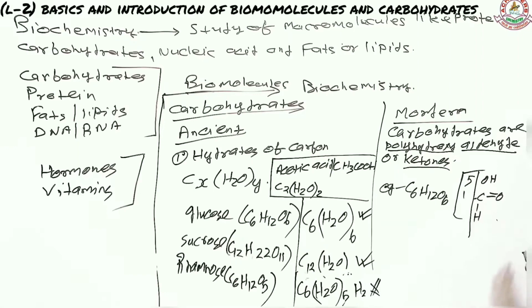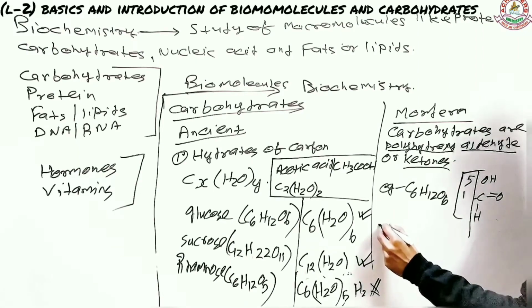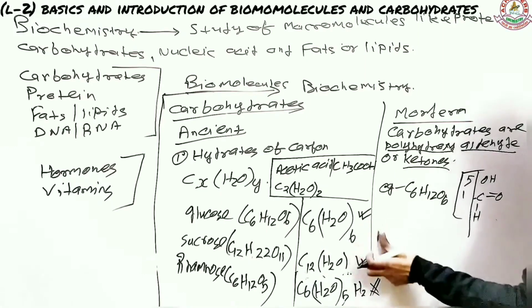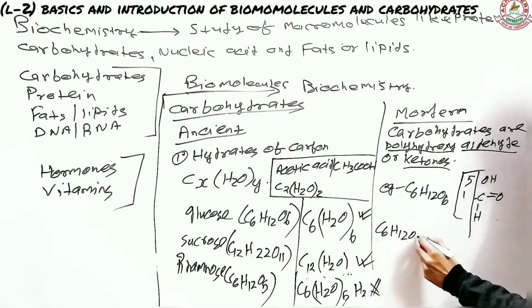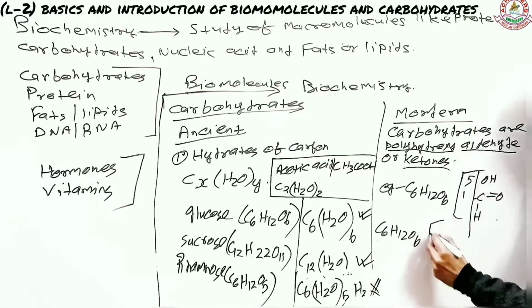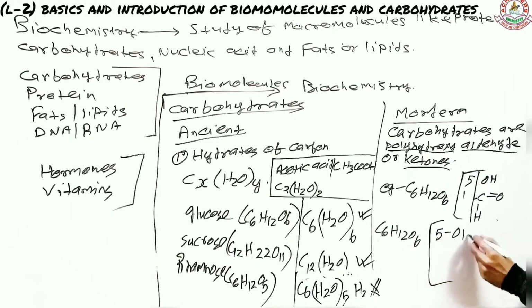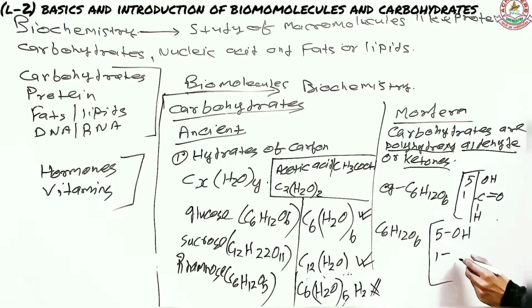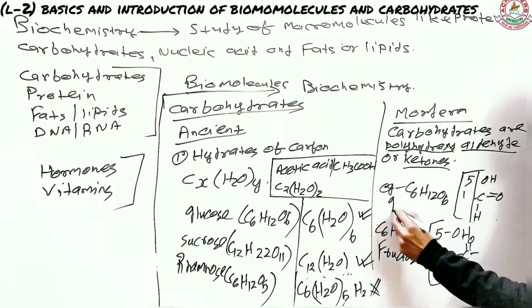You need to remember that. Similarly, let's talk about fructose. The fructose formula is also C6H12O6, and this one has 5 OH groups and one ketone group. So this is about fructose, and that was about glucose.